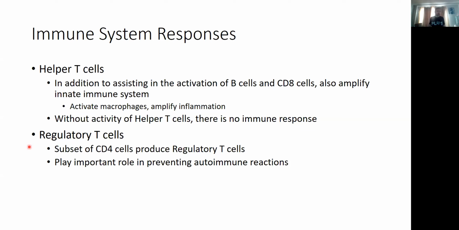Regulatory T cells are things we haven't talked about because they're a relatively small proportion of our T cells. A CD4 cell can make a helper T cell. It can also make a regulatory T cell. And mostly what these guys do, they help prevent autoimmune reactions to things. So they're small components, but really, really important for us.